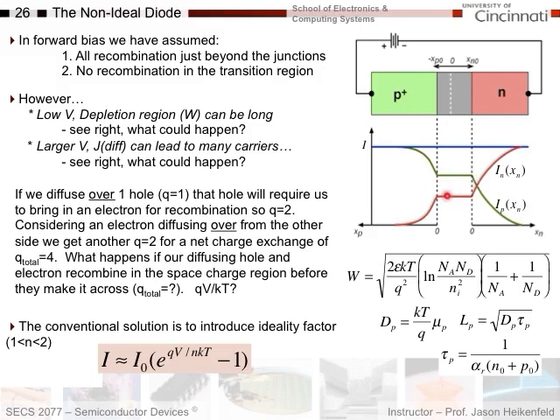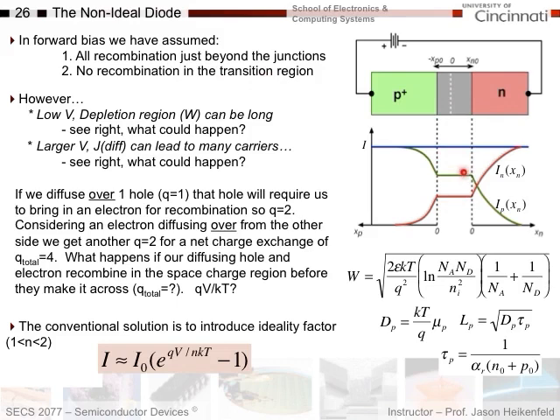That's why this curve is above this curve here. And so we assumed with this that all the recombination occurs beyond the junction. So a hole has to go over here before it recombines, and an electron has to go all the way over here before it recombines. And we assumed that there was no recombination in the depletion region, the depletion or transition region. Names are equivalent. And so there's no recombination here.